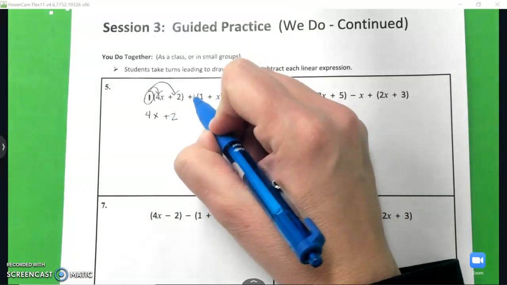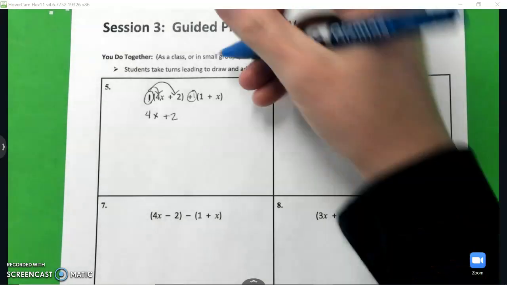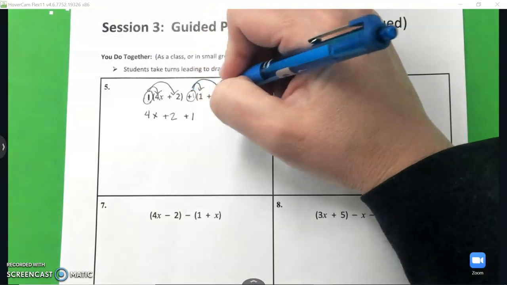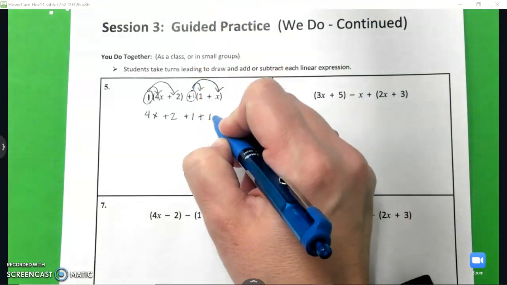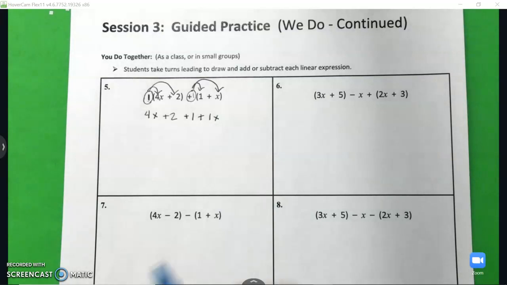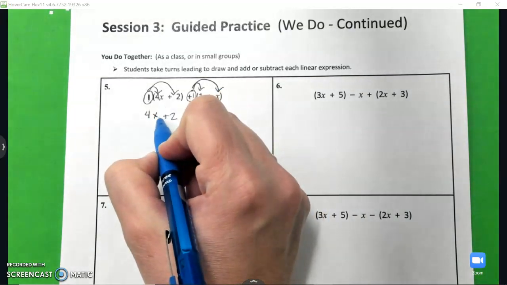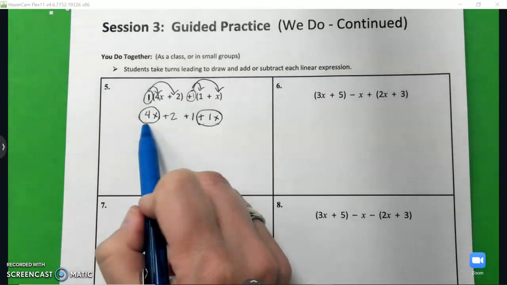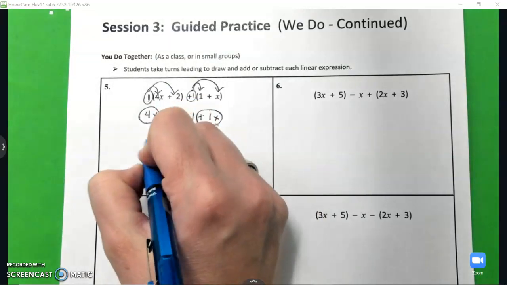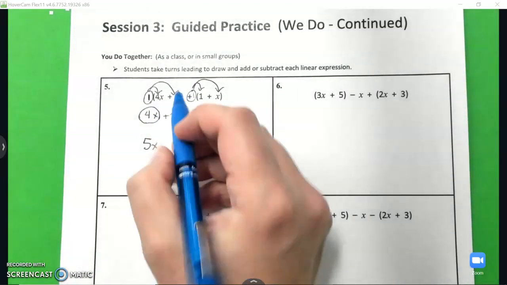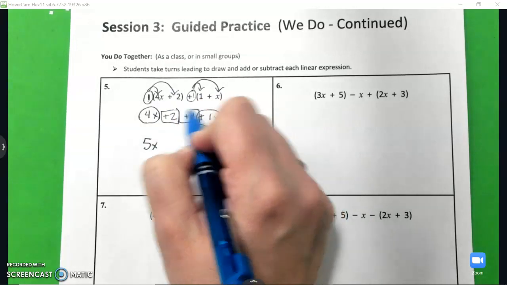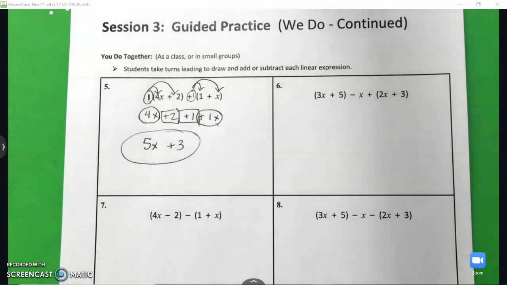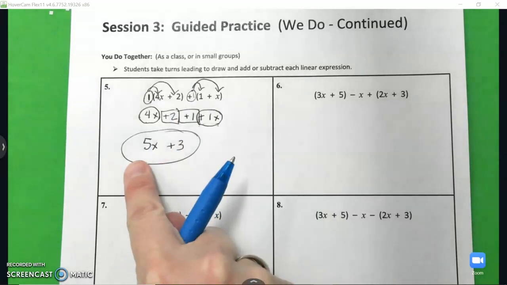And then this set of parentheses, we have positive 1. 1 times 1 is going to be 1. And 1 times x is going to be 1x. So then we can combine our like terms. So we have 4x and our plus 1x. 4x plus 1x would give us 5x. And then we have positive 2 plus 1, and that's going to be positive 3. So our simplified version is going to be 5x plus 3.